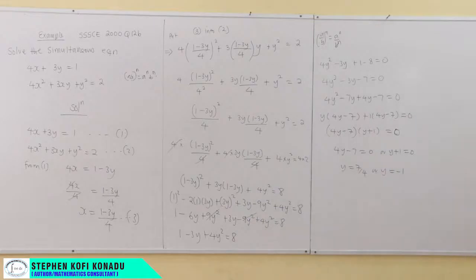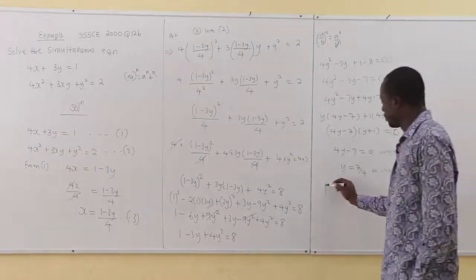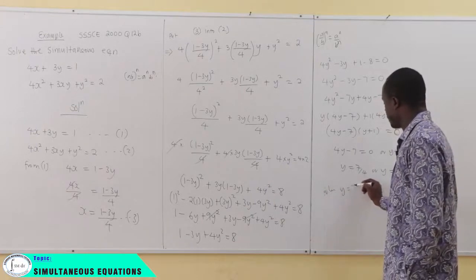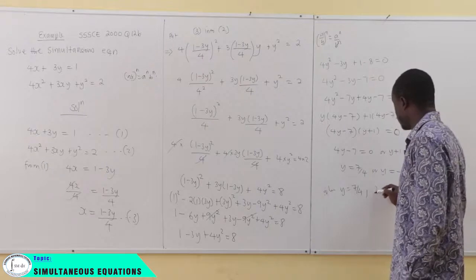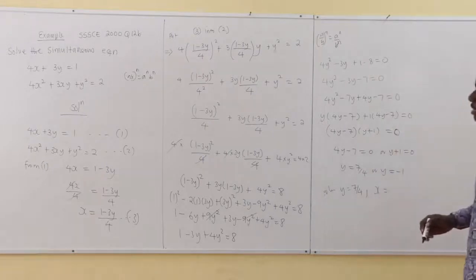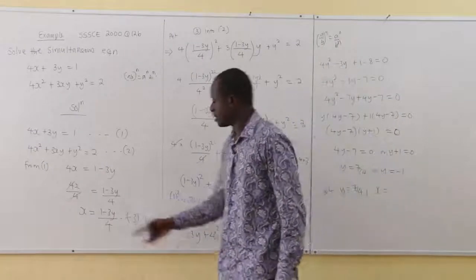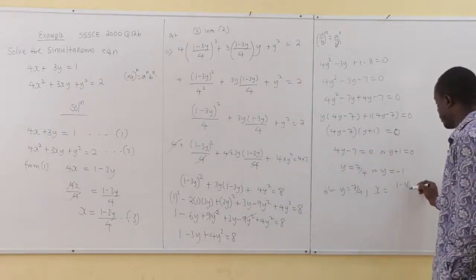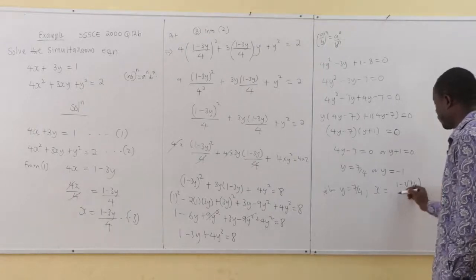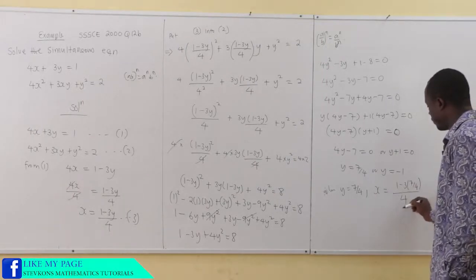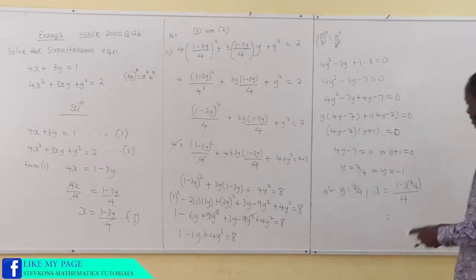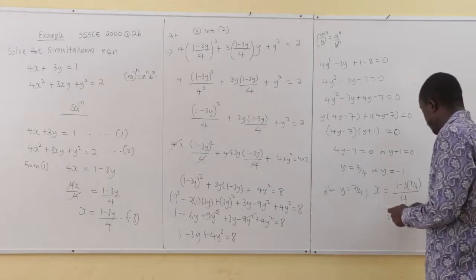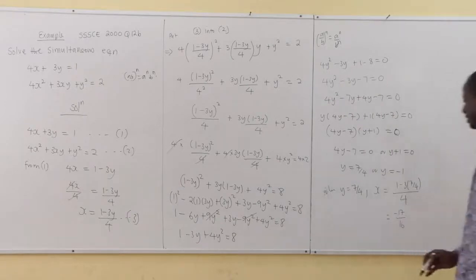Now, we want to find x. So, clearly, when y is 7 over 4, what is our x? Let's put it into equation 3. What is our x? Clearly, x is (1 minus 3y) all over 4. So you have 1 minus 3y, but what is our y? 7 over 4, all over 4. And what is this giving us? Clearly, this would give us negative 17 all over 16.